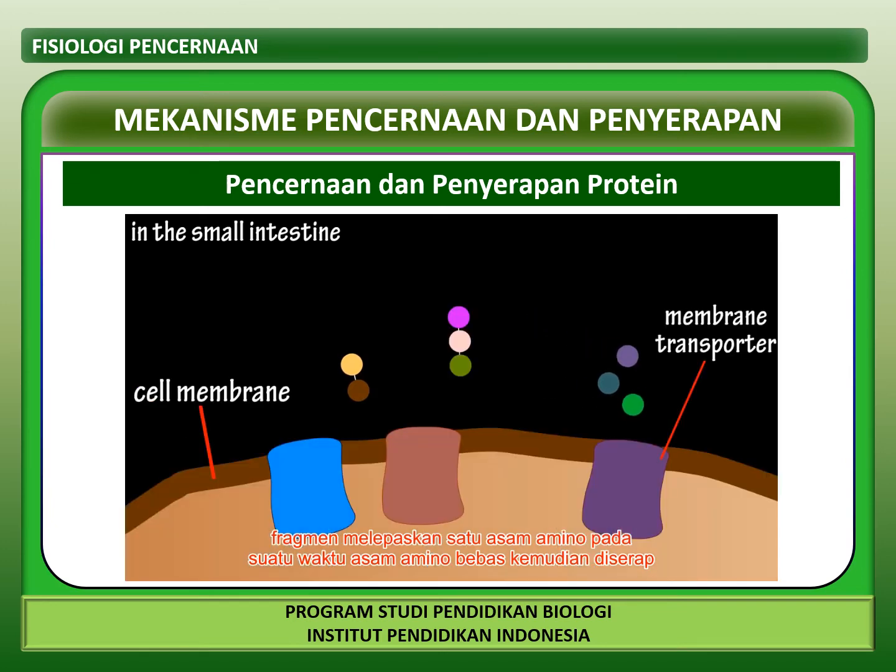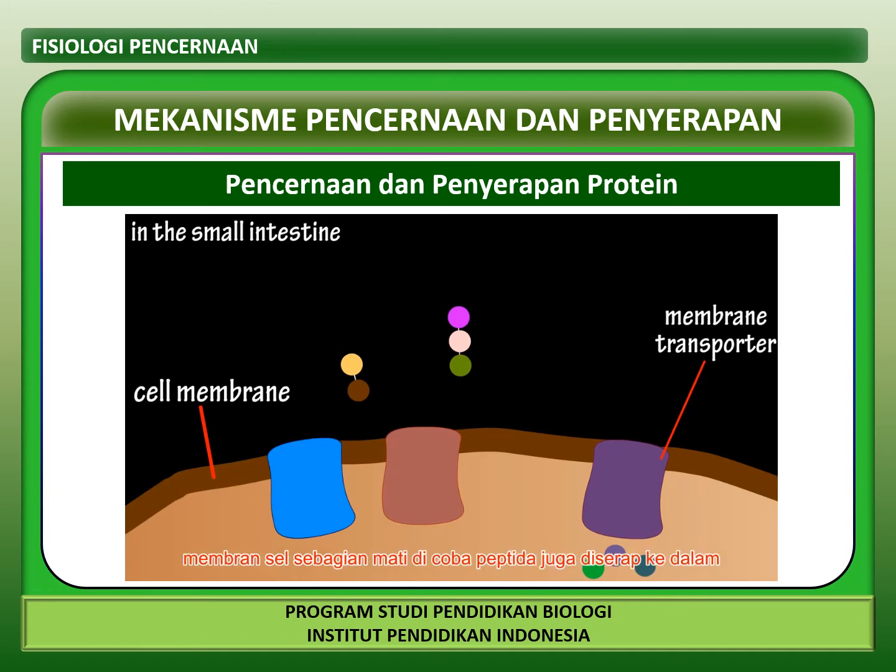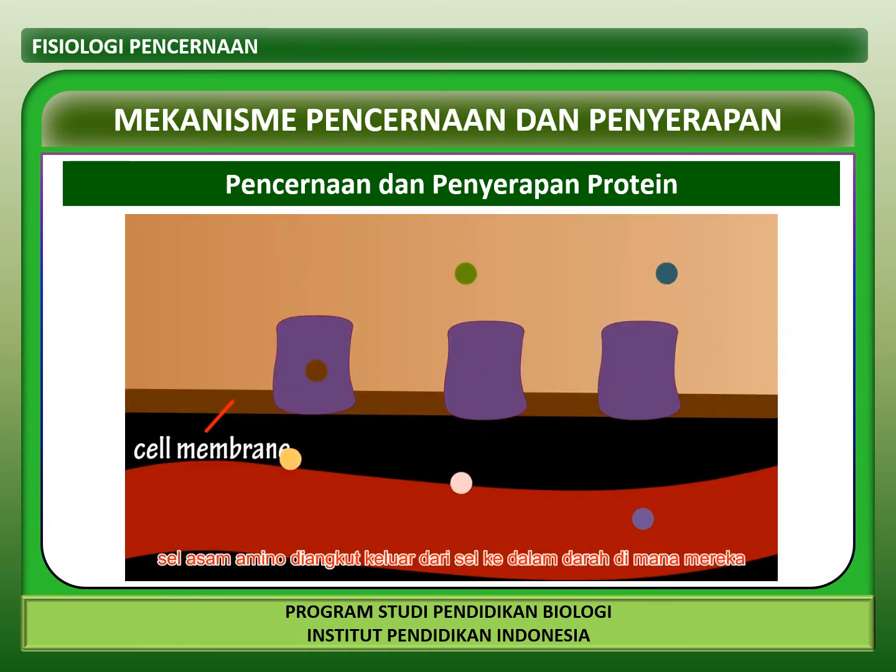Free amino acids are then absorbed into the enterocyte cells through membrane transporters within the membranes of the cells. Some di- and tripeptides are also absorbed into the enterocyte cells through specific membrane transporters, where they are then broken down into free amino acids. On the other side of the enterocyte cells, the amino acids are transported out of the cell into blood, where they then travel to the liver.